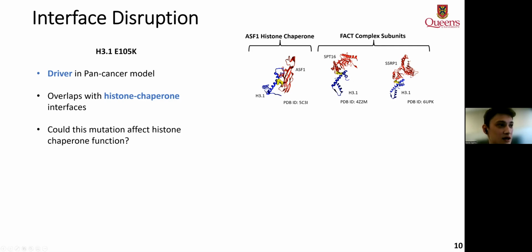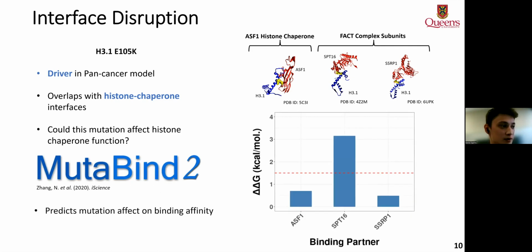And it overlaps with histone chaperone interfaces. So for example, here we can see the ASF1 histone chaperone with yellow coloring the H3.1 E105 residue. And here we can also see the FACT complex subunits, SPT16 and SSRP1, again with E105 being highlighted in yellow. And so we want to know if the E105K mutation can potentially disrupt histone chaperone function through perturbing interactions between these various proteins.